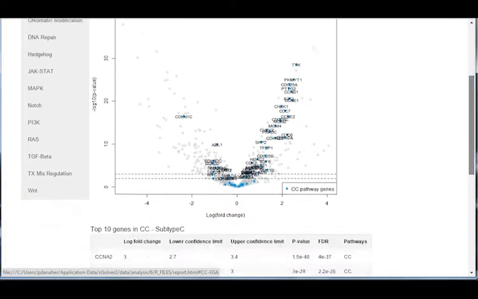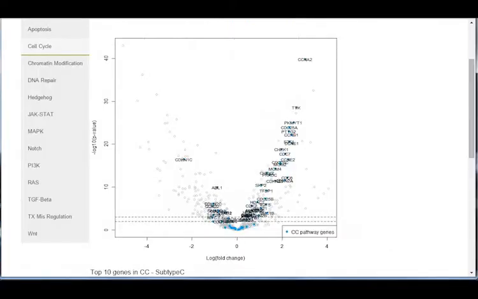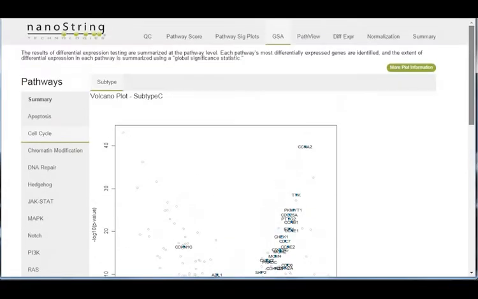At the bottom of the screen, we see the differential expression results for the top 10 genes in the cell cycle pathway. The genes CCNA2 and TTK are the most statistically significant cell cycle genes, and if we look at the volcano plot, we can see them atop the plot. Now let's look at the path view plots for the differential expression analyses.